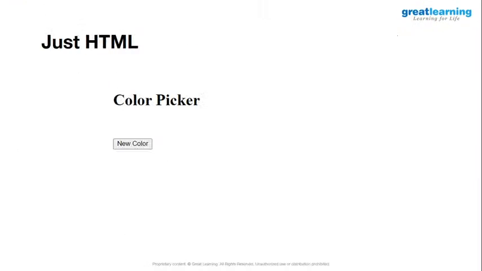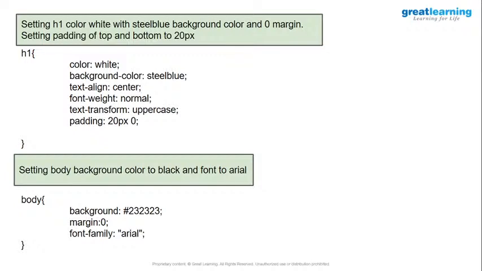Now this HTML file looks like this, right guys? Now let's talk about the CSS code. You see the heading tag that we used. We will apply a color, that is the text color, which will be white. The background color will be steel blue, that is the blue color, right? And the text align will be to the center.